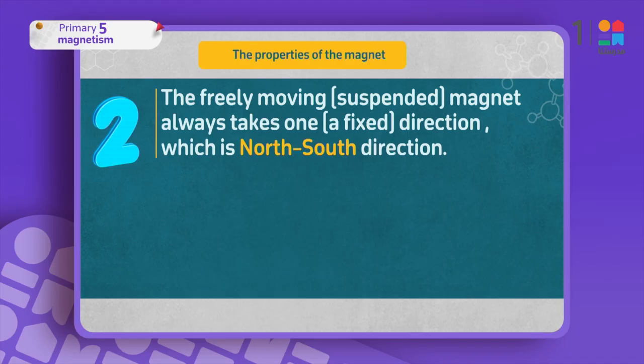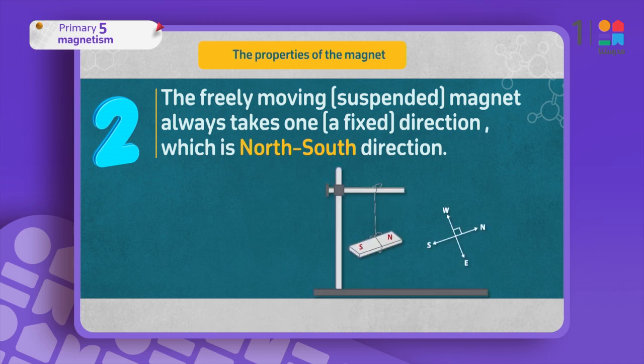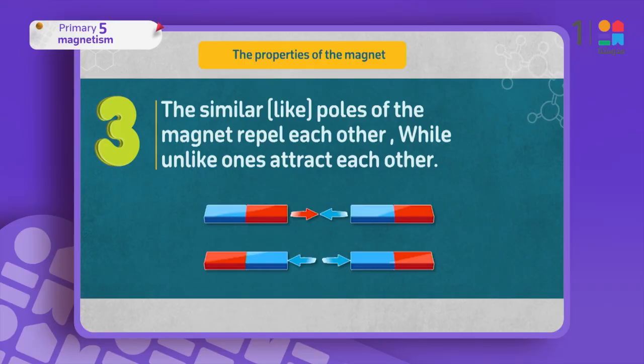طيب. What about property number 2? Property number 2, the freely moving or suspended magnet always takes a fixed direction. ايه هو direction ده؟ North South direction. ده كده property number 2. طيب what about property number 3? Property number 3 says that the similar poles or the like poles repel each other while the opposite or the unlike poles attract each other.